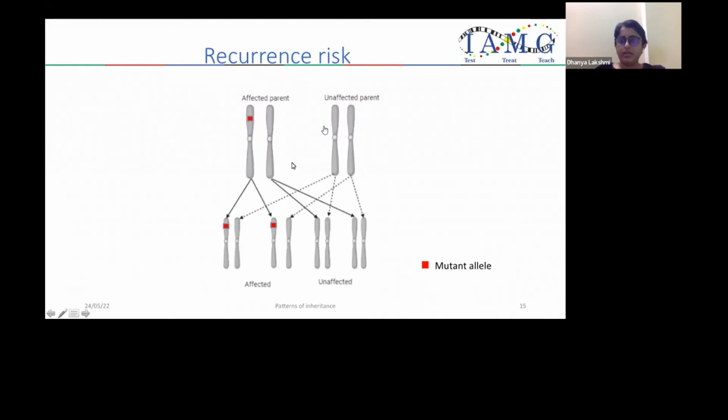Now coming to the recurrence risk in autosomal dominant conditions, if an affected individual has an offspring with an unaffected individual, the chance that the variant or mutant allele is transmitted to the offspring is 50%.